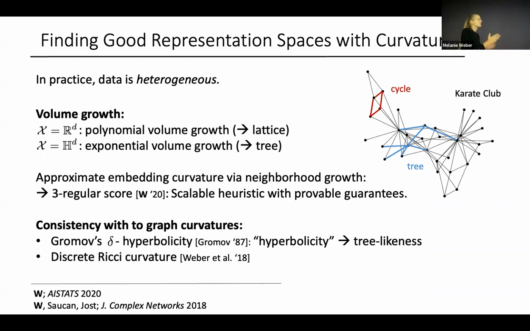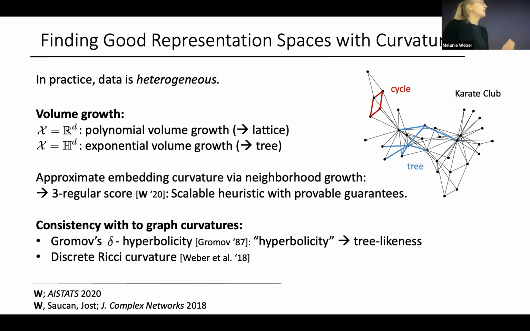Nevertheless, we can use curvature to characterize the geometry of our data. So as I already mentioned, those curvature notions have a relation to volume growth, and volume growth is also the mathematical reason why those homogeneous structures like lattices or trees embed well into their respective spaces. So lattices have, in the discrete sense, polynomial growth of the neighborhood sizes, and Euclidean spaces have polynomial volume growth. Trees have an exponential neighborhood growth, and hyperbolic spaces have an exponential volume growth. And this alignment is in principle the reason why they are so suitable for representing such data structures.